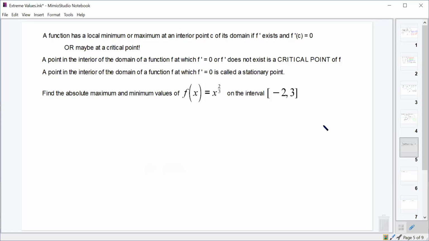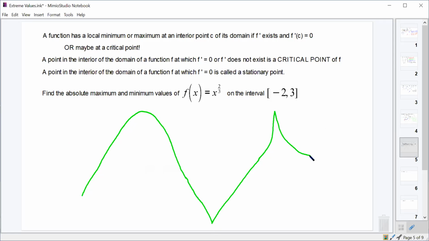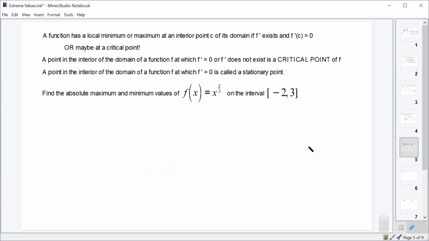Good or not? It's good. All right, I mean, think about it. If I'm trying to draw a graph, how else can I get a local maximum other than a place where the derivative was 0? Or a local minimum, unless I had a corner or a cusp, right? I'm not going to be able to get a place where I have a local max or a min without one of those things occurring.